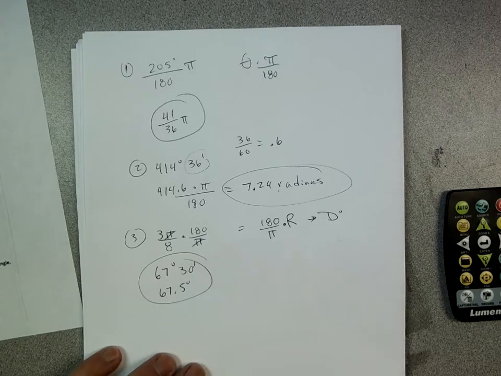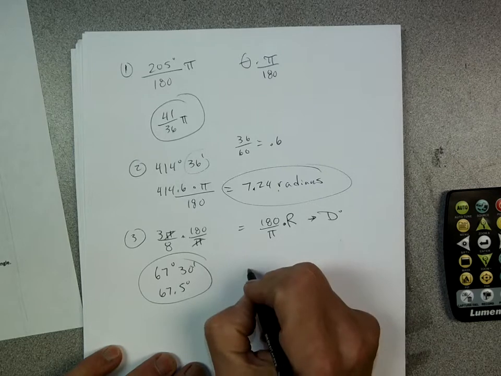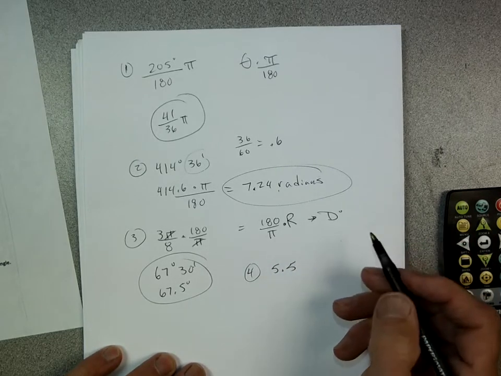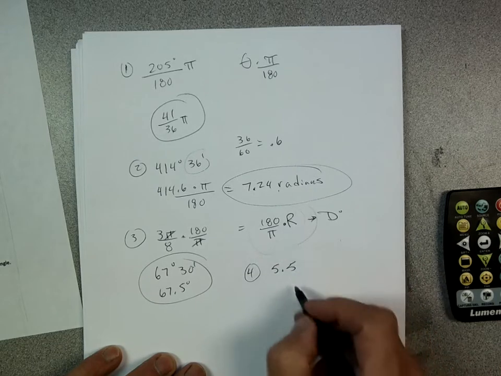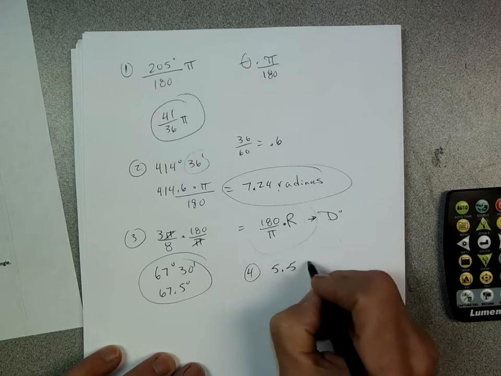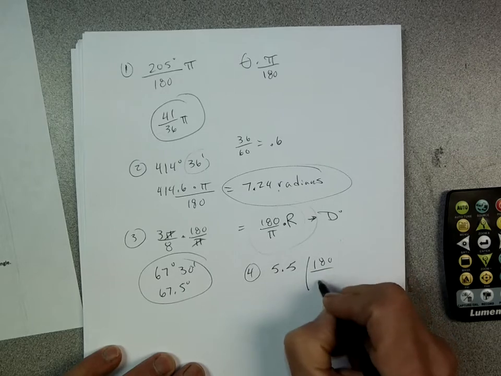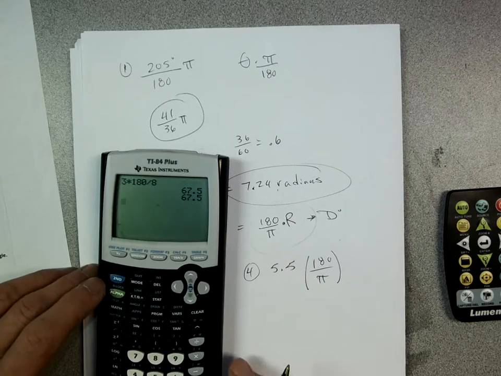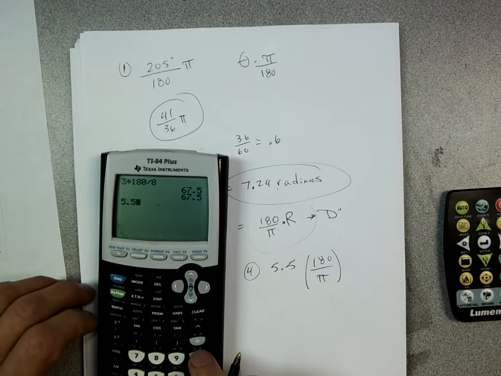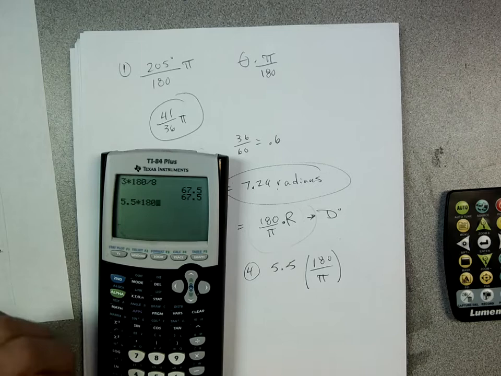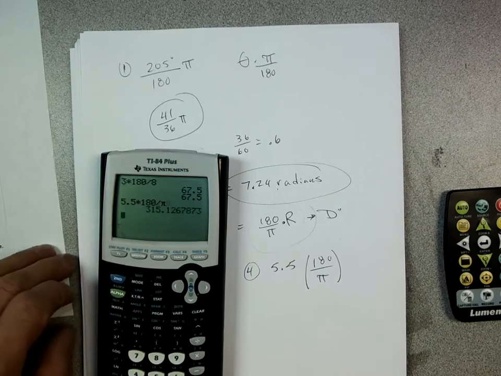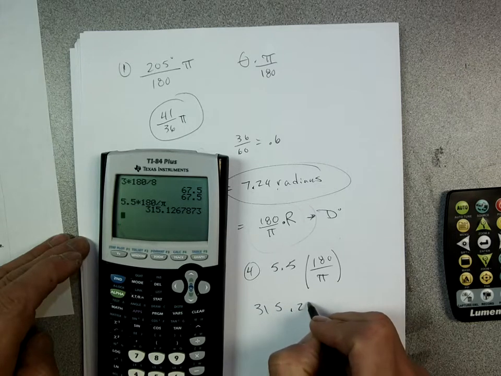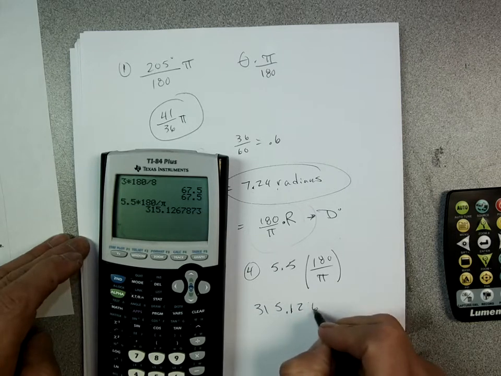Okay, now number 4, we've got 5.5 radians. We're going to put that into degrees and minutes. So we're going to take our conversion and multiply that times 180 over pi, okay? So let's see what we get. We're going to go ahead and go 5.5 times 180 divided by pi, and we get an answer of about 315.1267, and so on.